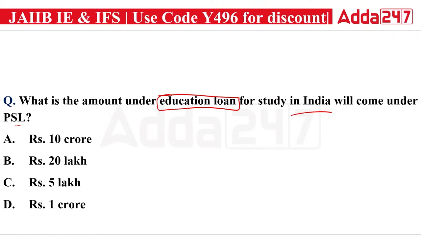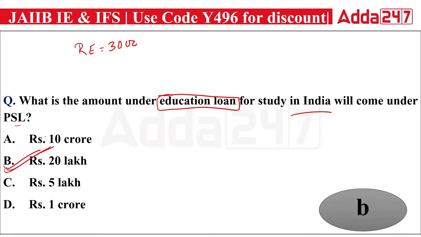So the education loan limit has become double now, like renewable energy also. In case of renewable energy, it was 15 crore, but now it is 30 crore. In education, it was 10 lakh, but now it is 20 lakh. So the right answer is 20 lakh. PSL is a very important chapter, not only for your P paper, but also for IEIFS. Both subjects have priority sector lending.